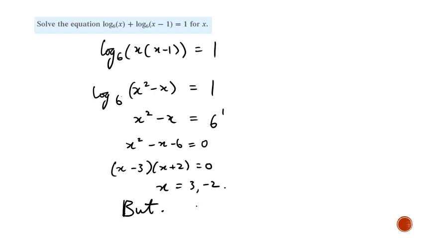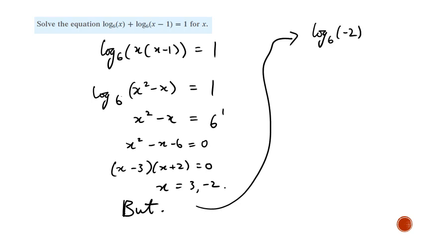But keep in mind that log of a number can't be negative. The reason for that is you have to think about if you can have any power changing a number to be negative. There isn't one. So that means x is equal to 3. So just keep in mind of that condition.